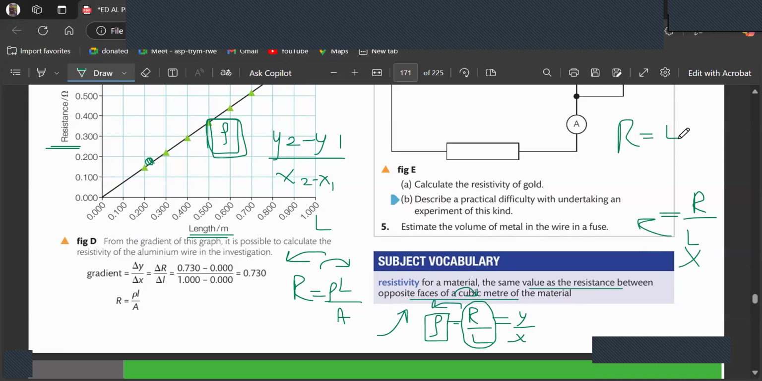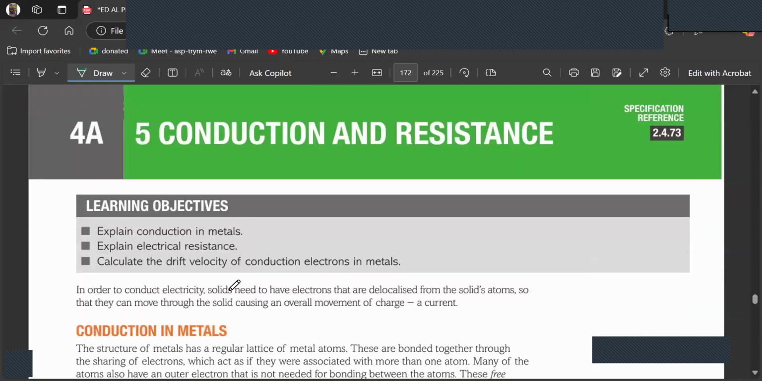Got it? From here, we can see that resistance is directly proportional to resistivity and length, but it is inversely proportional to area. The lesser the cross section area of the wire, the higher the resistance.